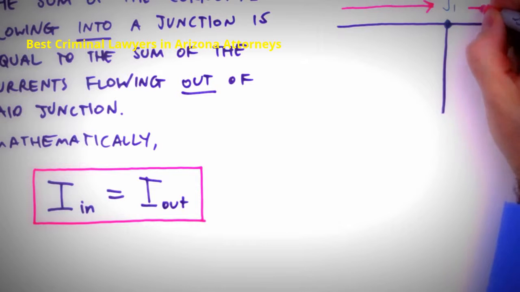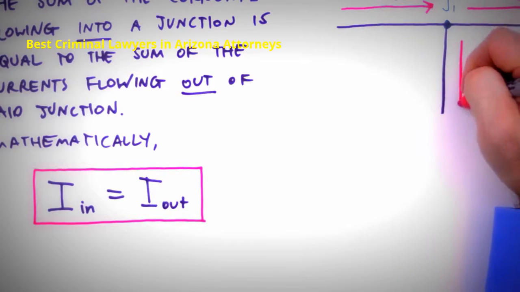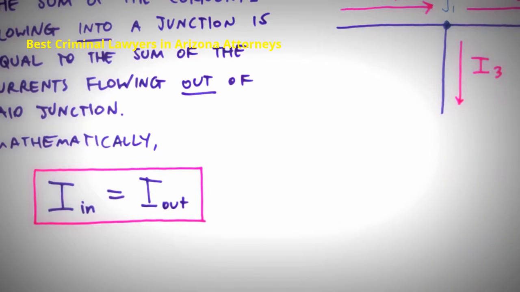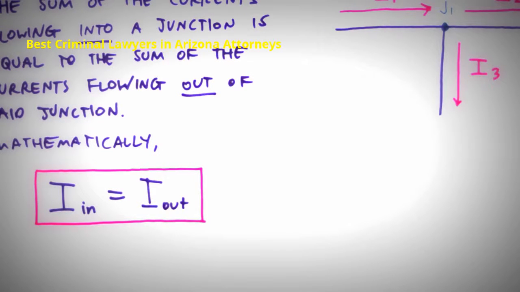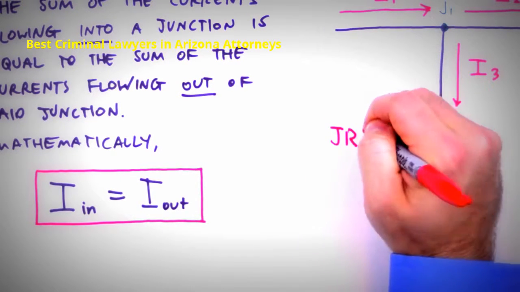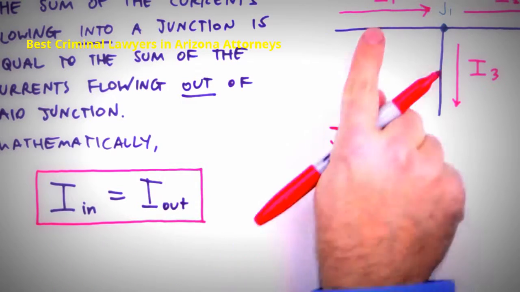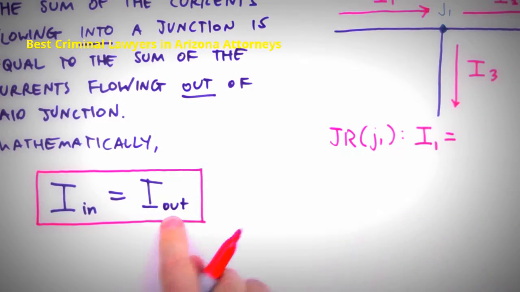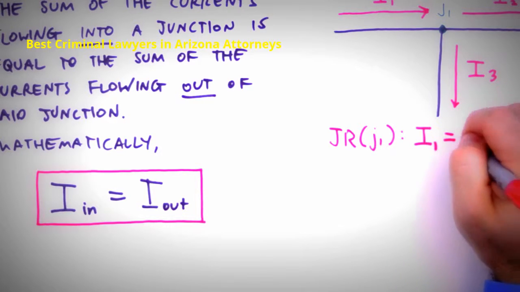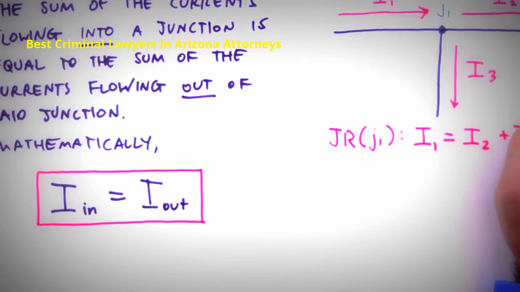I1, and current flowing out the right leg and down the vertical, I2 and I3 respectively. How exactly did we decide the directions and labels for these currents? We'll address this very good question momentarily. So applying the junction rule to J1, current in, I1, equals current out, which is I2 plus I3. And that's it. That's how the junction rule is applied to a junction.